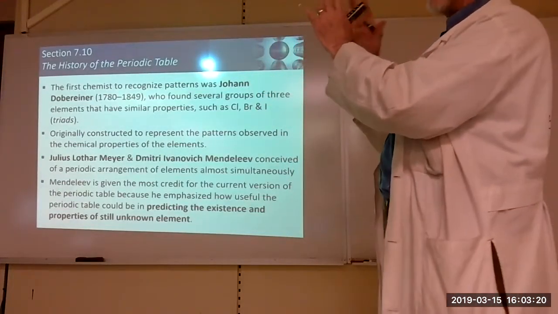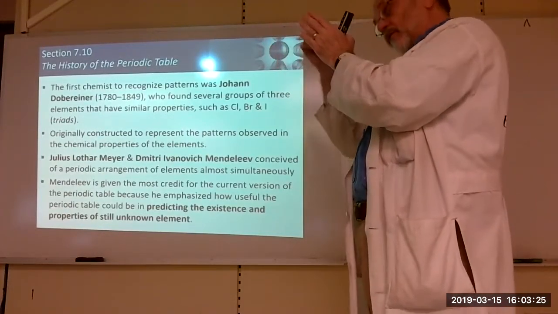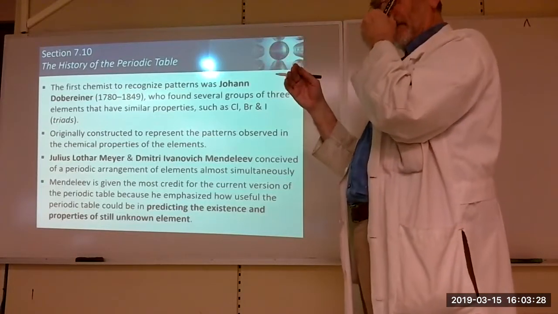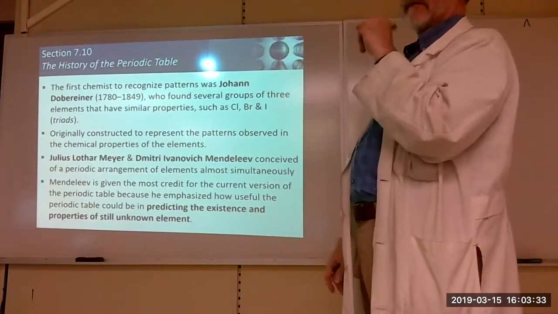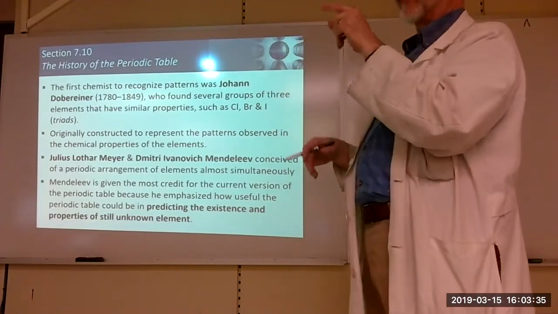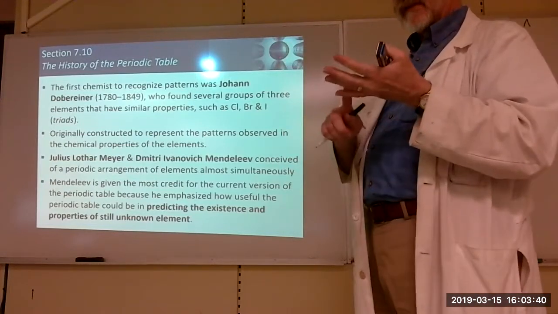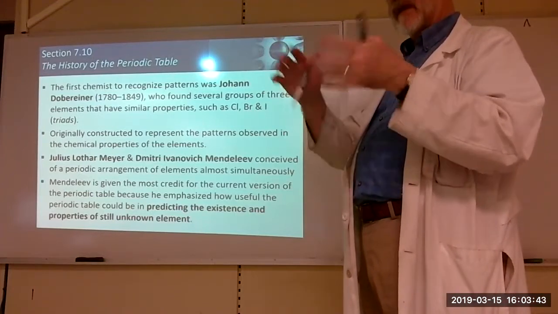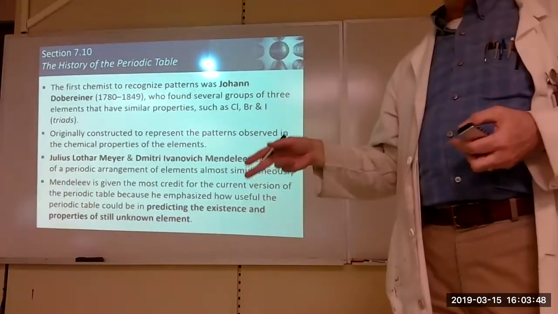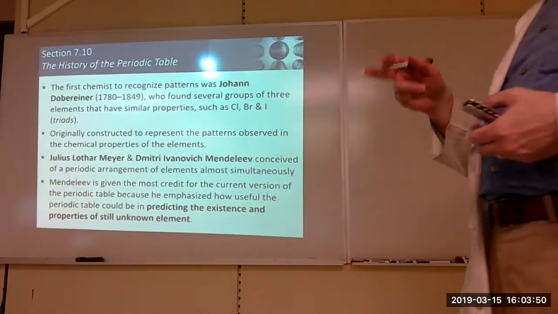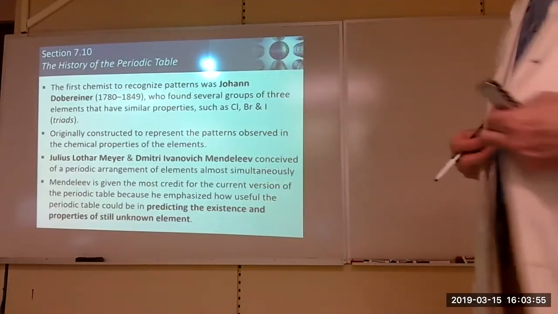So as they get heavier, he says, okay, this one's supposed to be here, but it doesn't match up with that group. It matched up with one right next door, so he moved it over there and left that spot empty. That was the first reason. The second reason is, he said one of these days, an element's going to be discovered that fits that slot, and it's going to look like this, and it's going to weigh about this much. Sure enough, they found it. That's why Mendeleev gets credit, because he predicted. He used his table to predict the existence of elements that nobody had discovered and properly characterized them.